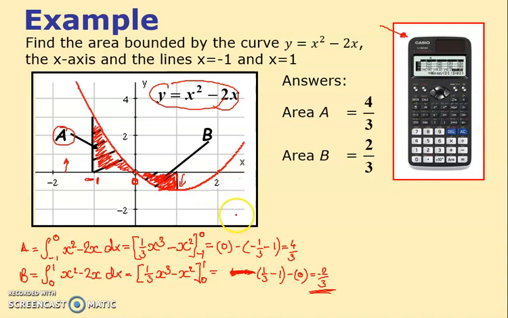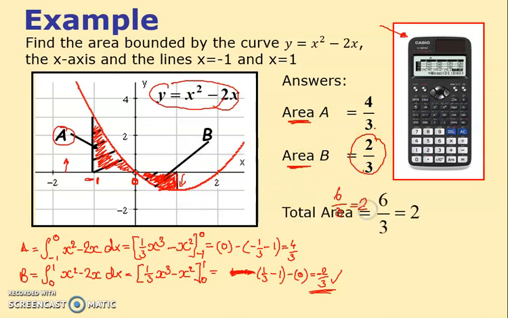So I've got two answers. 4 thirds, and notice I've ignored the minus. The answer was minus 2 thirds. That's not wrong. That is right. But the minus just means it's below. If I'm just calculating the areas, and I don't care if it's above or below, it's 4 thirds plus 2 thirds, which makes 6 thirds. And 6 thirds is 2. There we go. That's the answer.